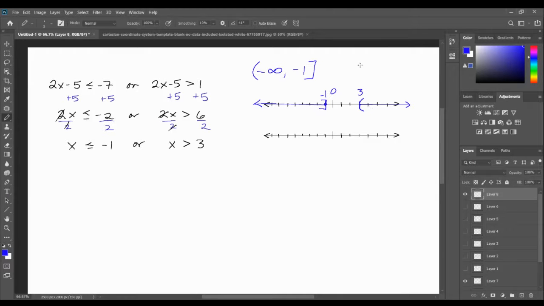For this right-hand side, we start at 3, and we continue getting larger and larger as far as we can go. It's a Buzz Lightyear thing, to infinity and beyond. Infinity always gets a parenthesis. This 3 gets a parenthesis because it is greater than x. Now this or business. How do we handle that?